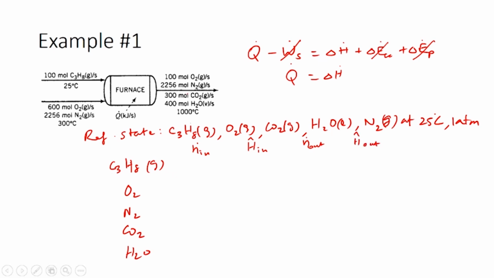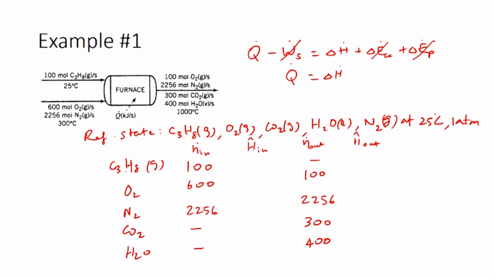So, based on the information we have from the flow chart, the inlet flow rate for propane is 100 moles per second, oxygen is 600 moles per second and nitrogen is 2256 moles per second. There is no carbon dioxide or water vapor entering into the system. Whereas, in the outlet stream you have no propane, you have 100 moles of oxygen and you have 2256 moles of nitrogen which is leaving the system. In addition to this, you also have 300 moles of carbon dioxide and 400 moles of water vapor leaving the system.